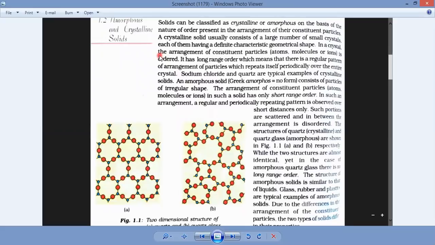As we know, solids can be classified as crystalline as well as amorphous solids. Crystalline means the material has a regular arrangement or regular order in its constituent particles. At the same time, amorphous solids do not have a regular arrangement of particles, or they have an irregular shape. So glass is basically an amorphous solid.